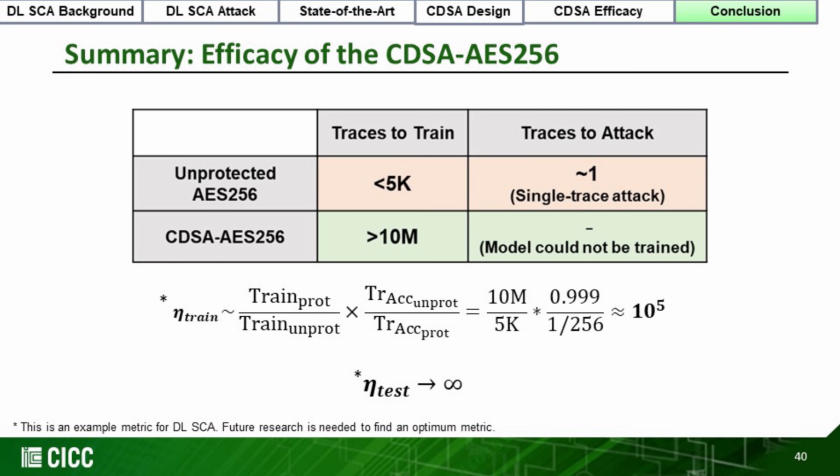On the other hand, for the protected implementation, the DNN could not be trained even with 10 million measured traces, and the test accuracy was as good as random, which is 1 over 256 or 0.3%. Hence, from the definition of training entropy, it is in the order of 10 to the power 5, while the test entropy evaluates to infinity, since the model could not be trained for the protected implementation.